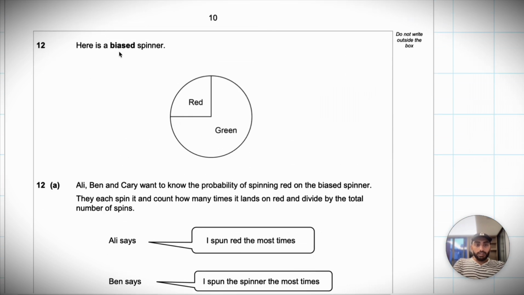Question 12. Here is a biased spinner. Bias just means the probabilities are not equal. I'm going to assume that this is a right angle, and I can assume that this is 1/4 and this is 3/4. It doesn't actually say that this is 90 degrees, but we'll just assume it for now.